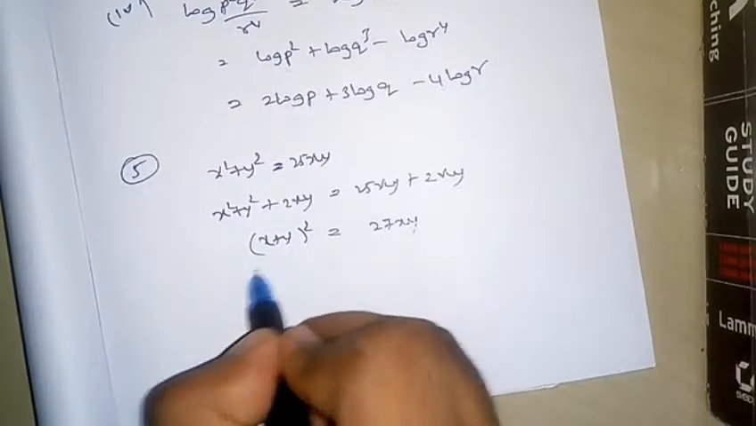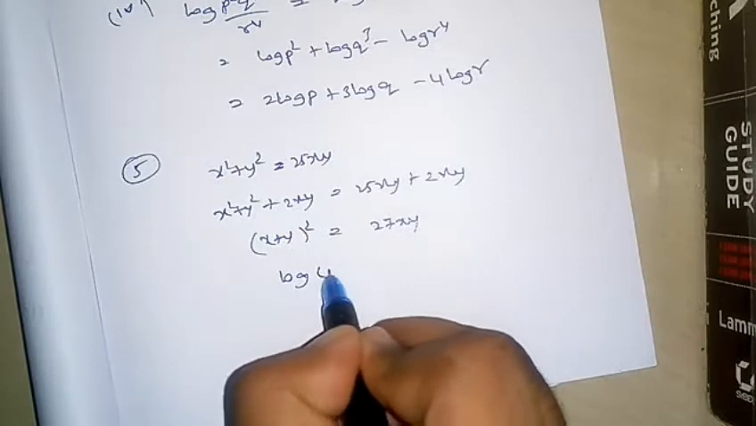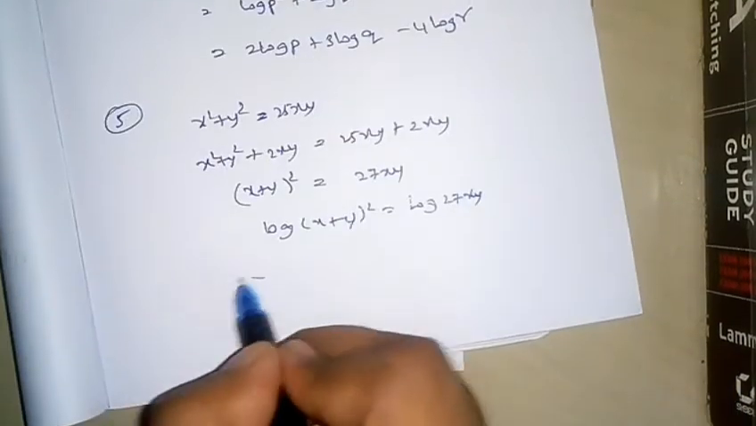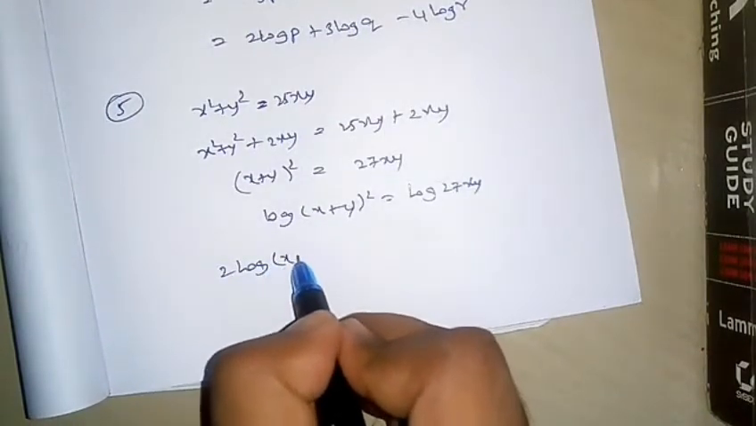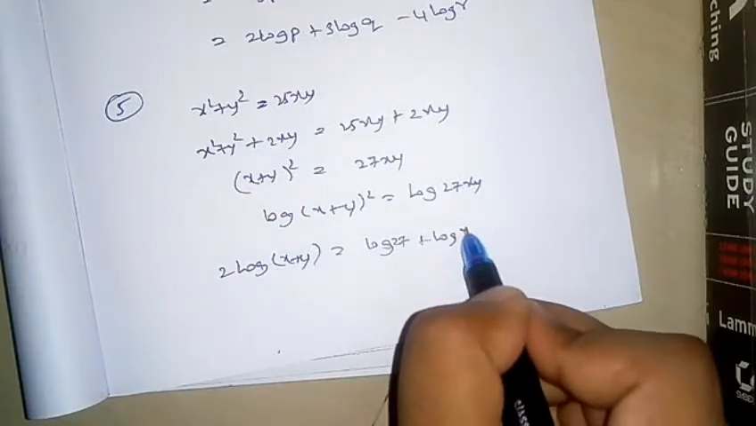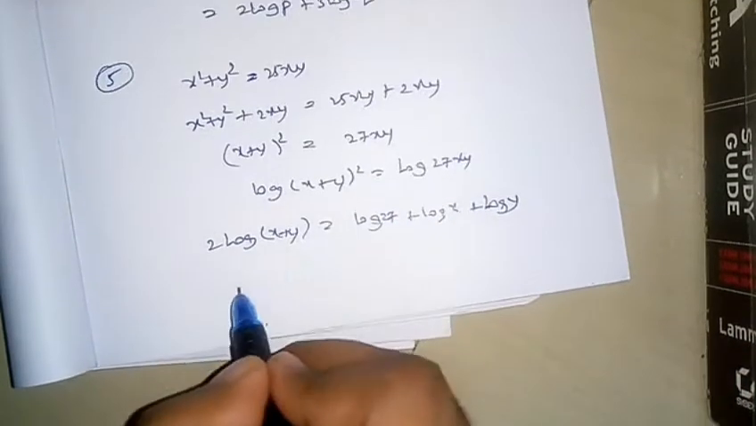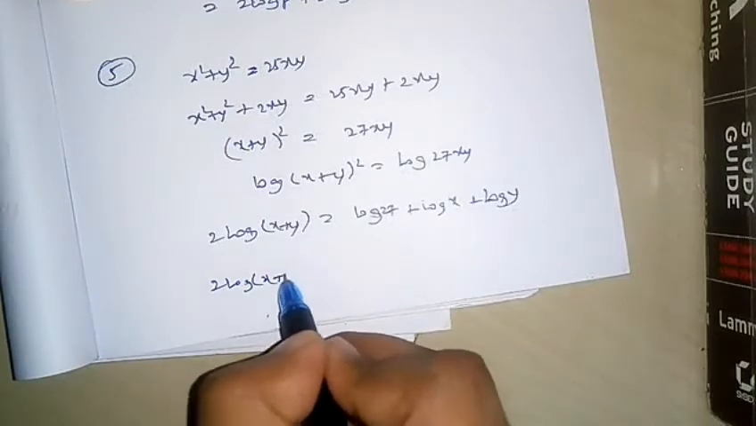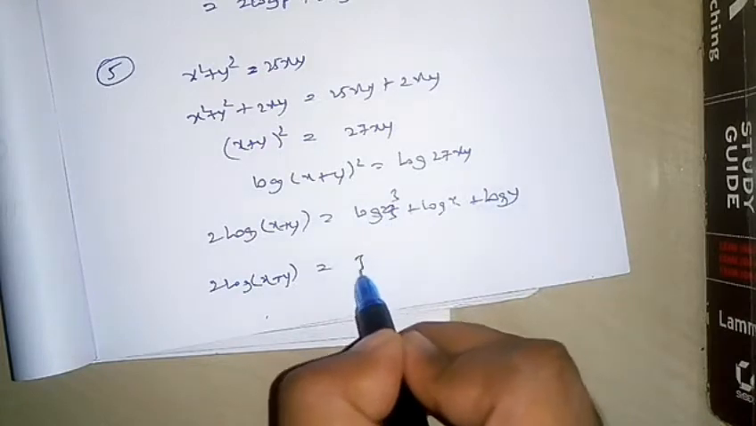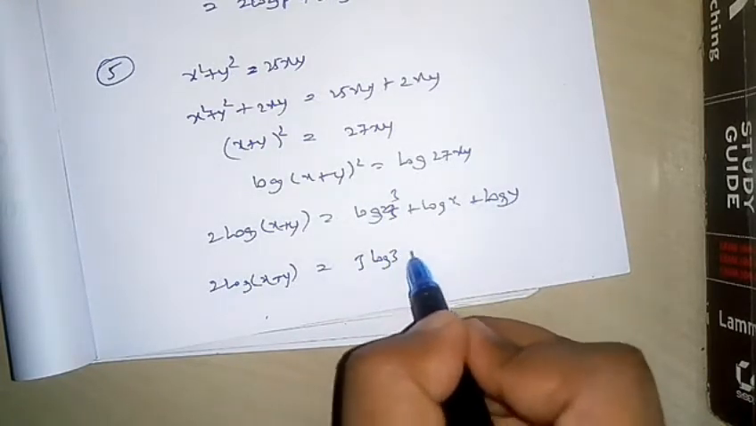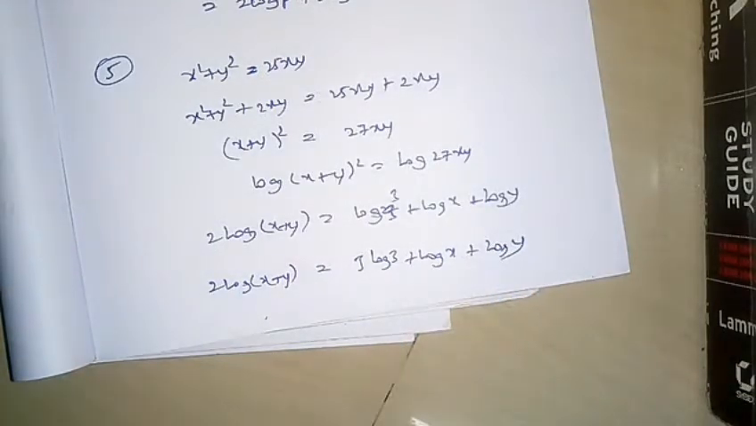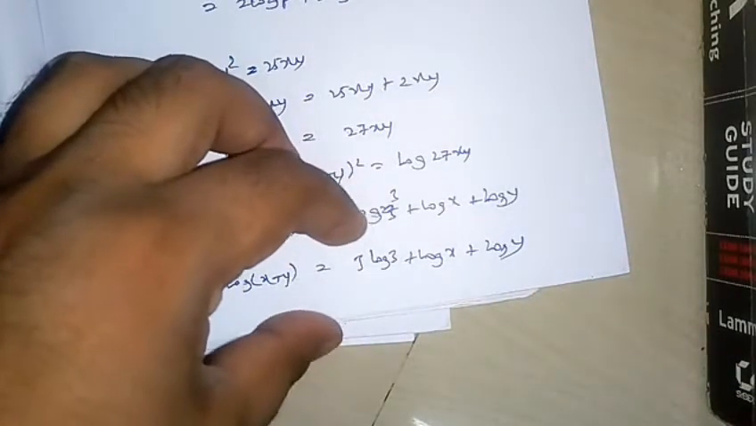Now apply log on both sides. This implies log of (x plus y) whole square is equal to log of 27xy. This will be equal to 2 log (x plus y) is equal to log 27 plus log x plus log y. So 27 can be written as 3 power 3. So this is 3 log 3 plus log x plus log y. This is the answer.